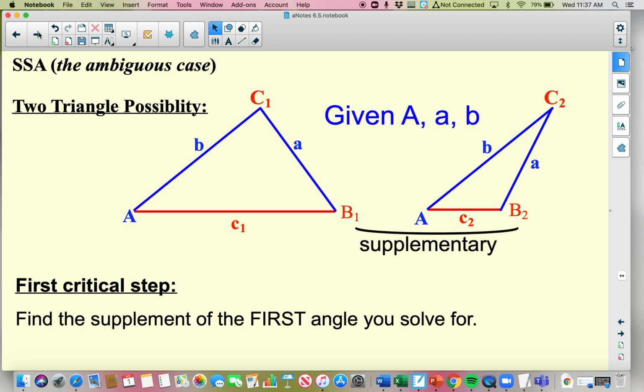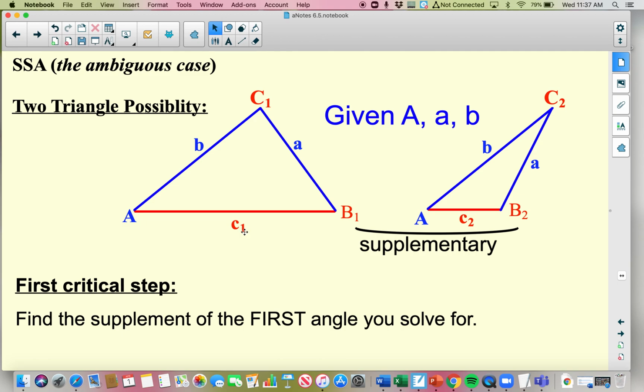If you have, again, side-side-angle, so blue is my given information. Side A, side B, angle A: side, side, angle. Taking that same information, if I knew angle A, see over here, angle A is the same. Side B length, you can see, is the same. And side A length is also the same. You can kind of tell that, right? So I can actually create two triangles with the same angle A, side A, and side B.